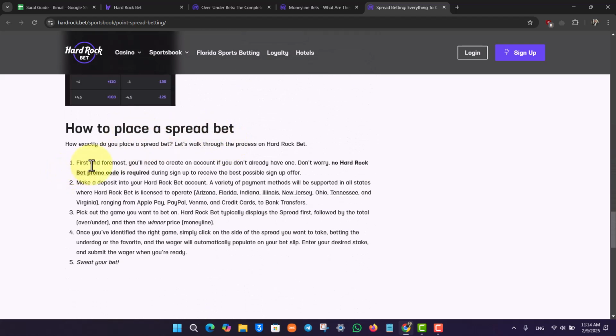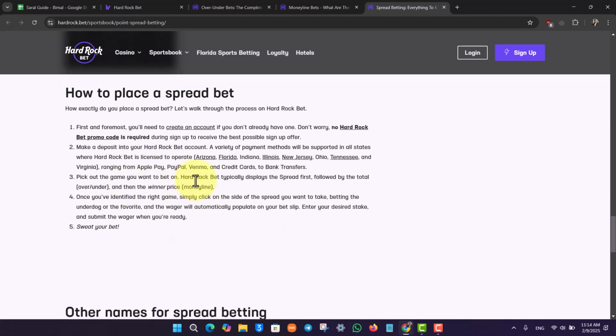You can see some of the spread bet pricing, possible outcomes, alternate spreads, and if you want to place it, first and foremost, of course, you'll need to create an account, and after that you can make a deposit to your bet account. Then a variety of payment methods will be supported in all the states where Hard Rock Bet is licensed to operate. You can pick out the game to bet on, and Hard Rock Bet typically displays the spread first.